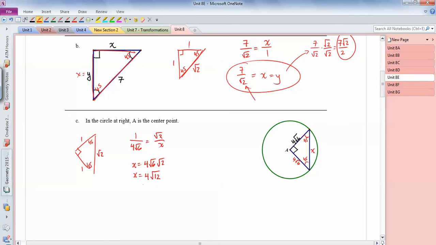And root 12, we can simplify. That's like root 4 times root 3. Well, root 4 is 2. So this is 4 times 2 times root 3. 4 times 2 is 8. 8 root 3. So this side over here is 8 root 3.